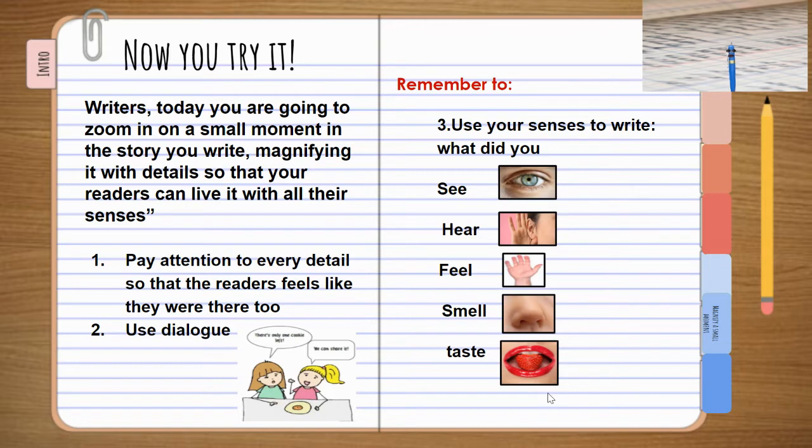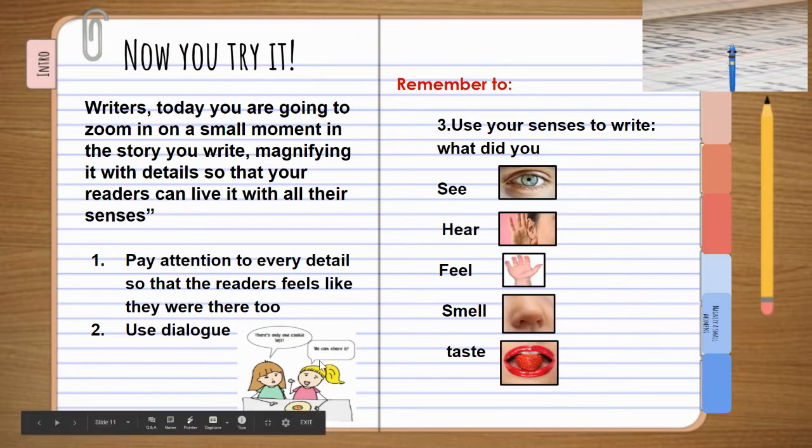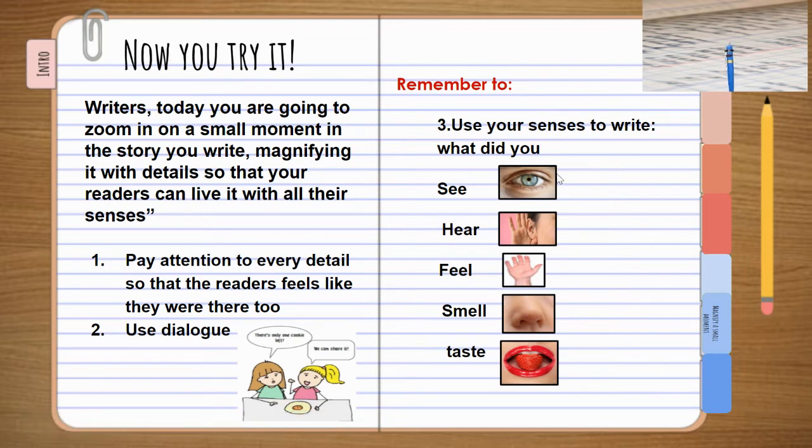Today, writers, you are going to zoom in on a small moment in the story you write. You're going to magnify it with details so that your readers can live it with all their senses. Pay attention to every detail so that the readers feel like they were there too. Use dialogue and remember to use your senses to write. Tell us, what did you see? What did you hear? What did it feel like? What did you smell? And how did it taste?